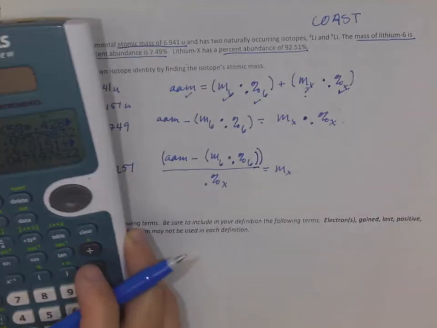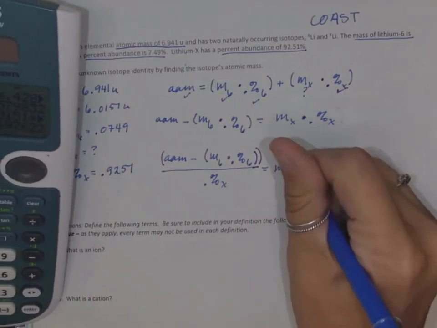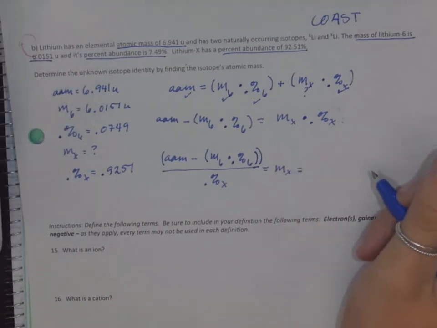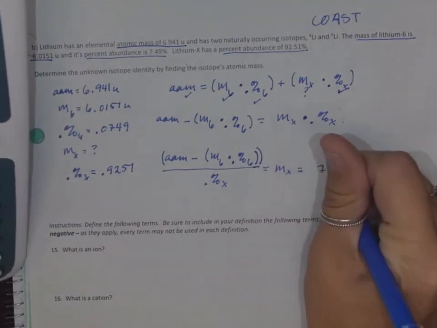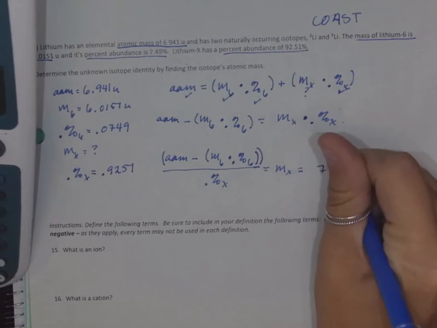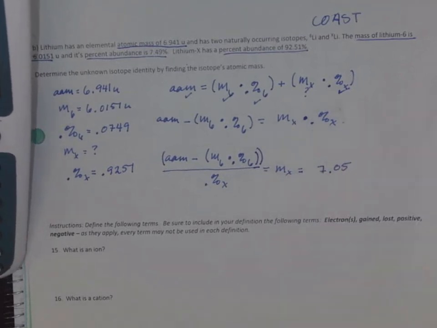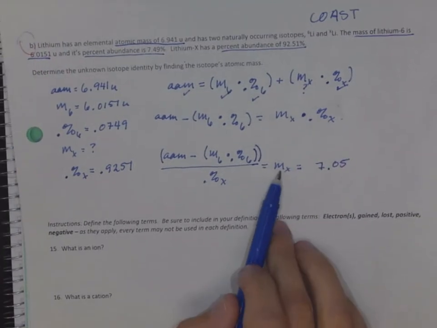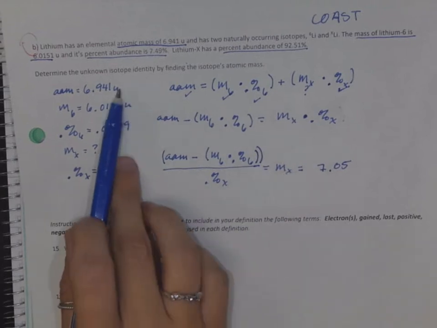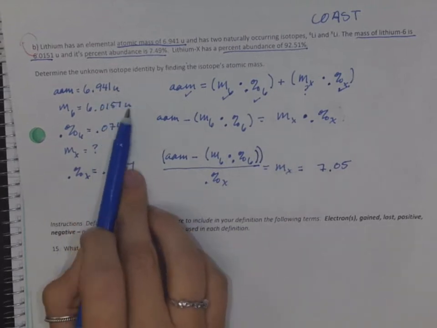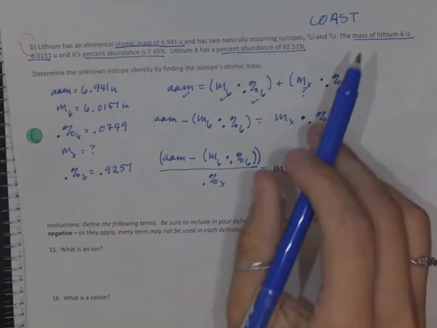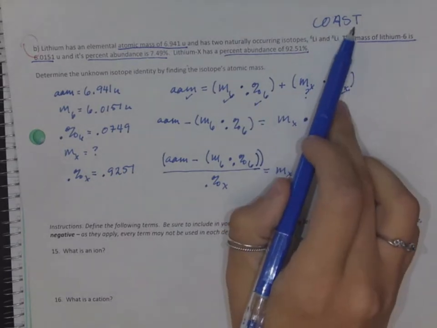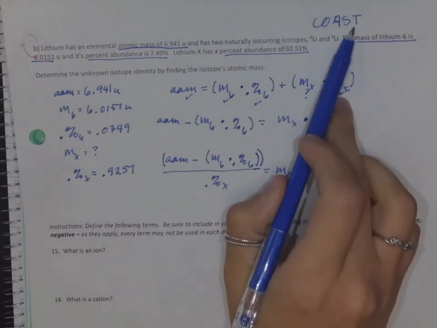Okay, so I got, for my unknown, let's see, 7.05. Okay. This is a mass, though, and we've noticed all the other masses had units of Daltons, or this lowercase letter u. So now that we've solved, let's think about this. Is this a reasonable answer?